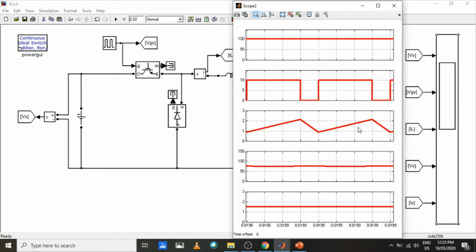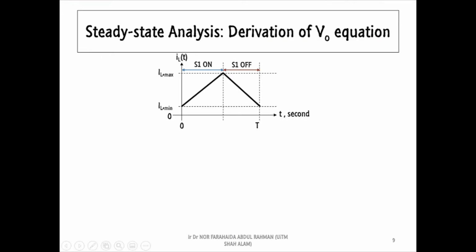From the graph, we can see the inductor current increases linearly when the control pulse is applied to the IGBT. Meanwhile, when the control pulse equals 0, the inductor current decreases linearly. Next, I will explain why the inductor current has this kind of wave shape. This figure shows a complete cycle of the inductor current waveform.